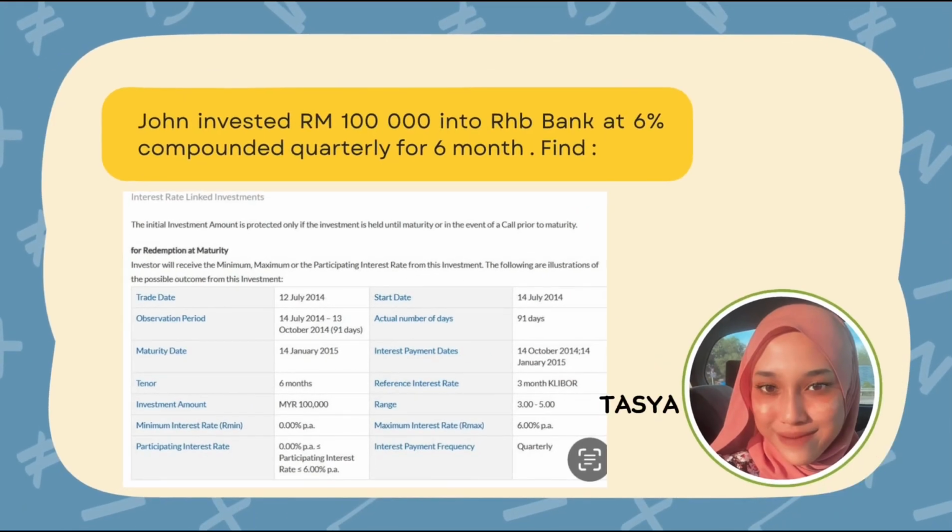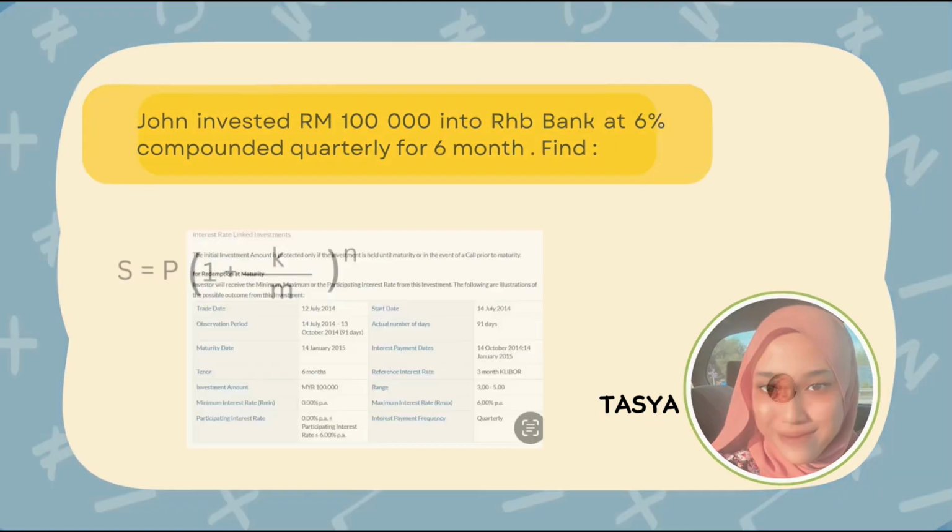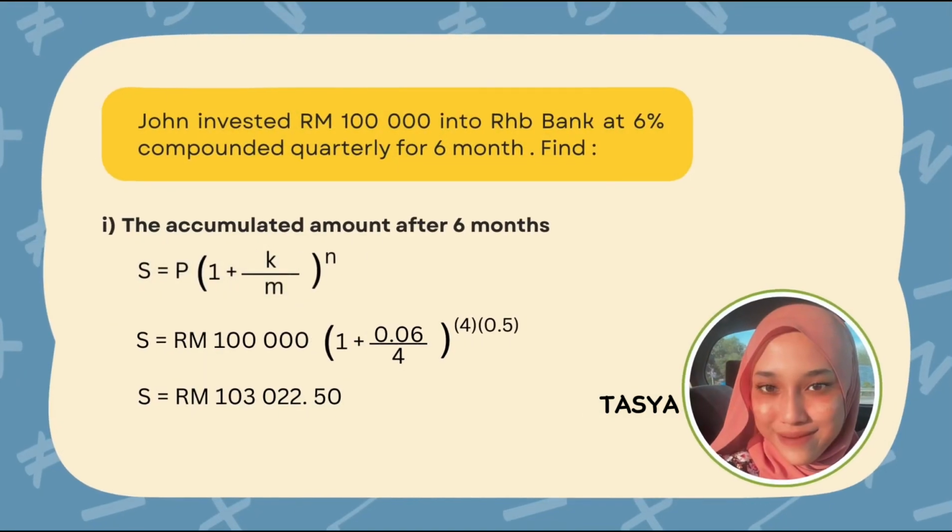Question number 1. John invested 100,000 ringgit into RHB Bank at 6% compounded quarterly for 6 months. For the first question, find the accumulated amount after 6 months. For this question, you need to extract all of the information stated in the question, which is P equals 100,000 ringgit, K equals 6%, M equals 4, and N equals 4 multiply 0.5.